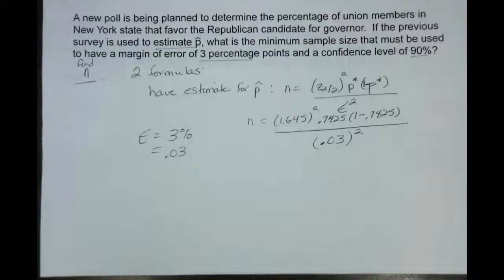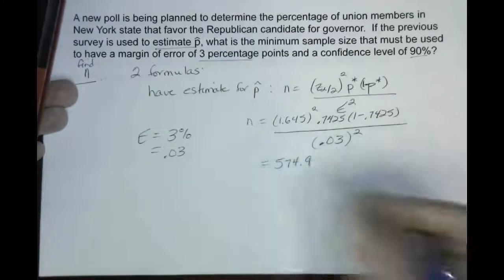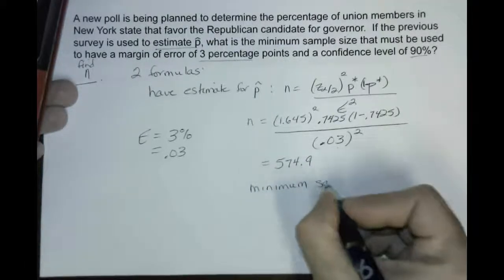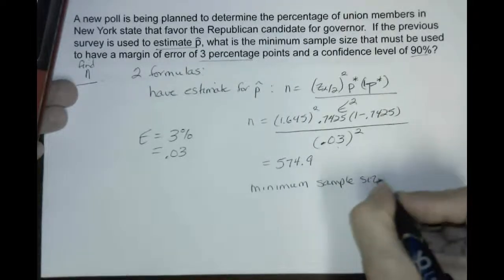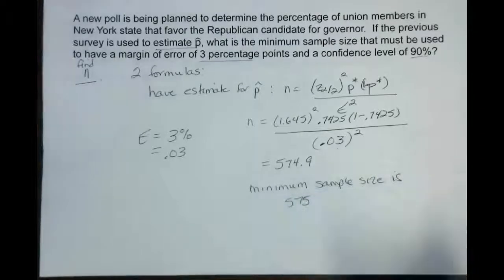Okay, and then when you put that in your calculator, once you get your answer, then you need to round it up to the next whole number. So I'm just putting all that in there and I get 574.9. So I'm going to round that up. So my minimum sample size is going to be 575.